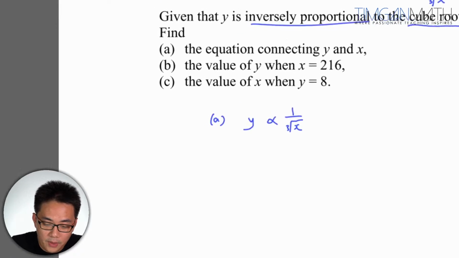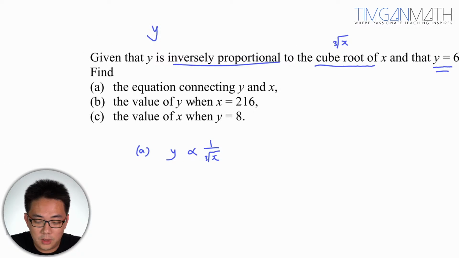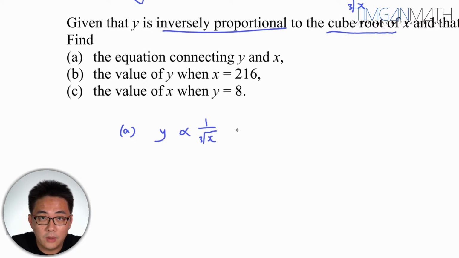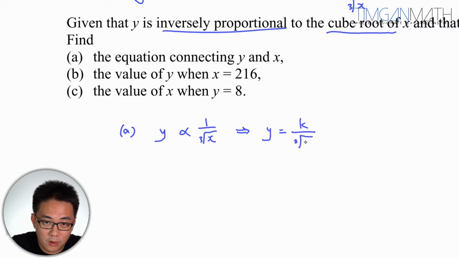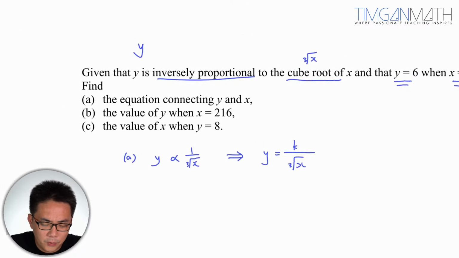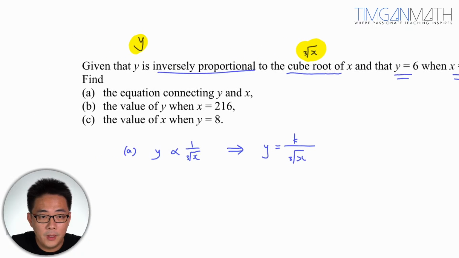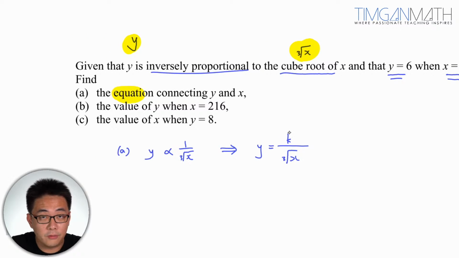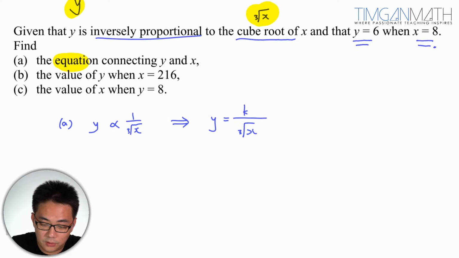Since you want to find the equation connecting y and x, what you need to write down is y equals k over cube root of x. I'm just going to write this down properly. y equals k over cube root of x. So this would render y to be inversely proportional to cube root of x. If you want to find the equation, we need to find the k, just like the direct proportion. We need to substitute y and x to solve for k.